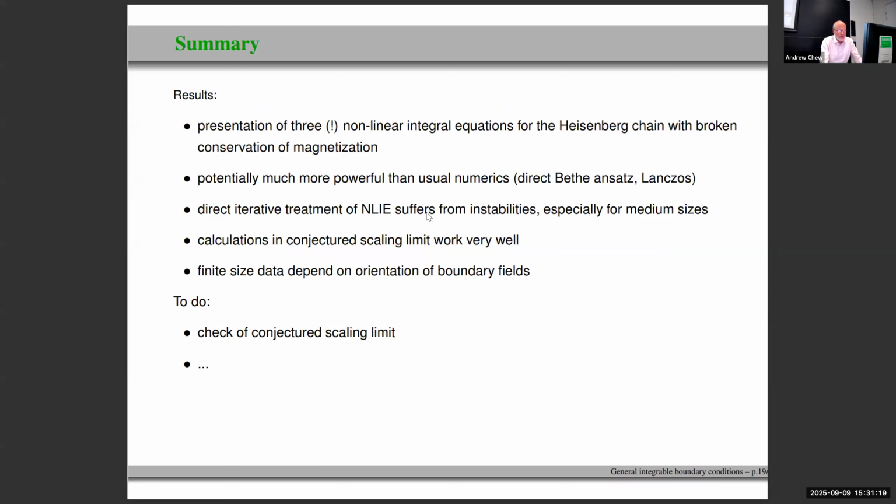The direct iterative treatment of the nonlinear integral equation suffers from instabilities, in particular for large values of psi and intermediate sizes. So for small sizes and for large sizes, we can do the calculation, but it's difficult to follow everything. Okay, so there are some conjectures left in this treatment, but certainly the finite size data depend on the orientation of the boundary fields. To do checks, the anisotropic XXZ chain with open boundary fields, and that's it. Thank you very much for your interest.